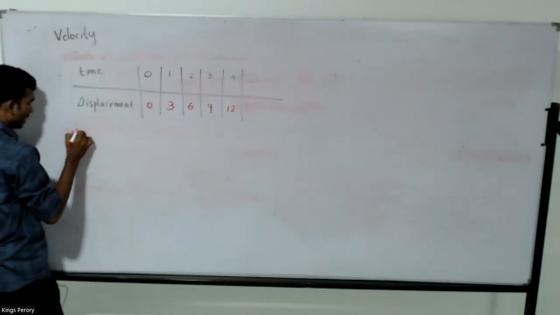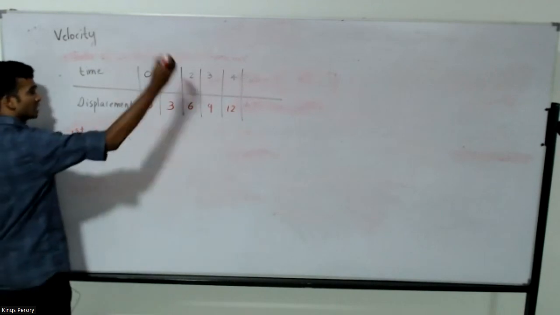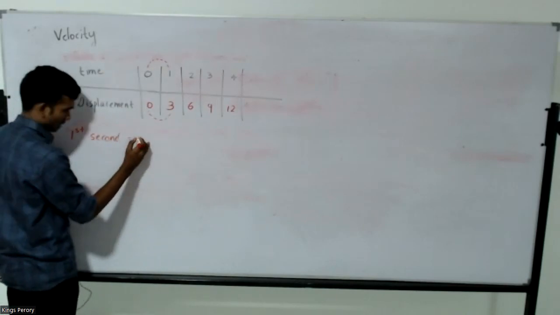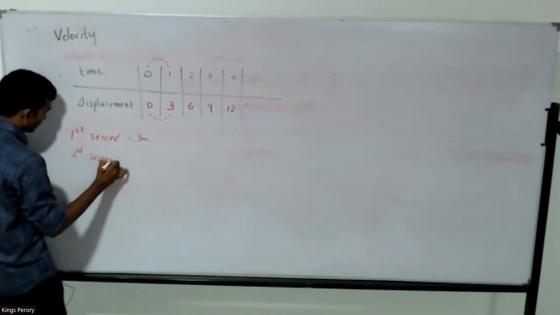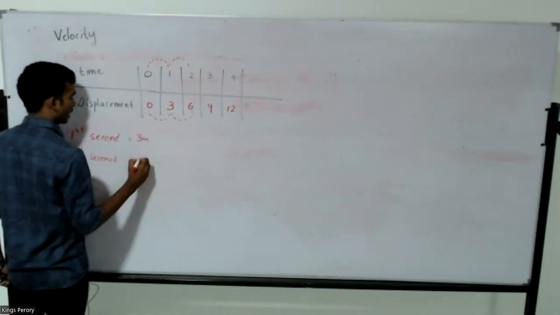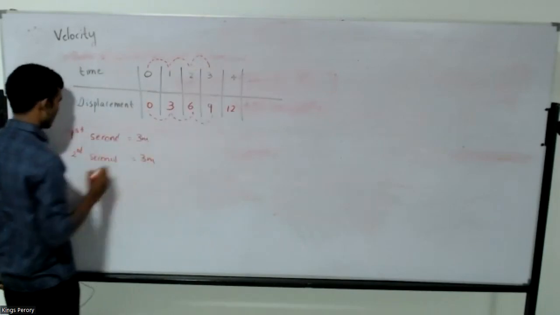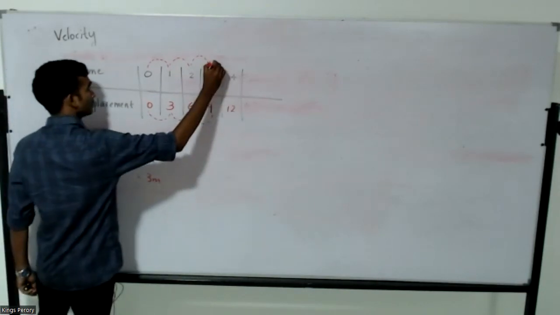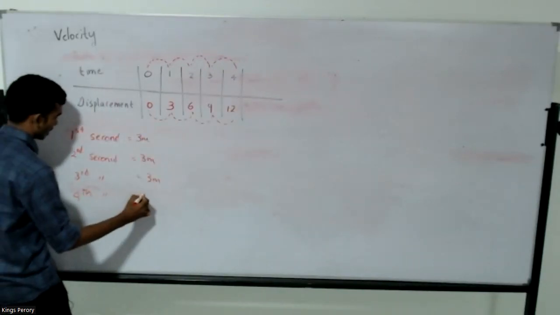You all directly tell me, in the first second, what is the displacement? First second means 0 to 1 second. What's the displacement? 3 meters. Second second, what's the displacement? Again 3 meters. Third second, again 3 meters. Fourth second, there you go, again 3 meters.